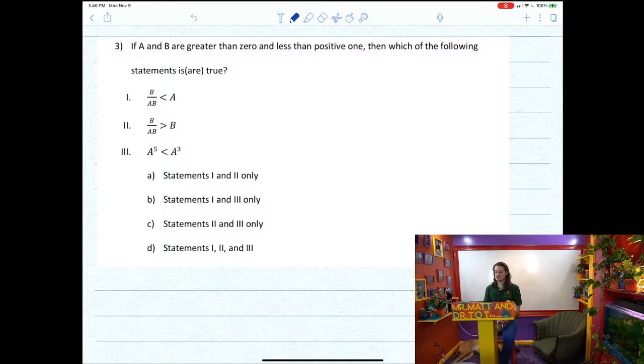I'll give you 3 minutes. Please look at number 3. It reads, if A and B are greater than 0 and less than 1, then which of the following statements is or are true? Statement 1, B over A times B is less than A. Statement 2, B over A times B is greater than B. Statement 3, A to the 5th power is less than A to the 3rd power. The answer selections are A, statements 1 and 2 only; B, statements 1 and 3 only; C, statements 2 and 3 only; D, statements 1, 2, and 3. I'll give you 3 minutes, and then I'll give you the solution.